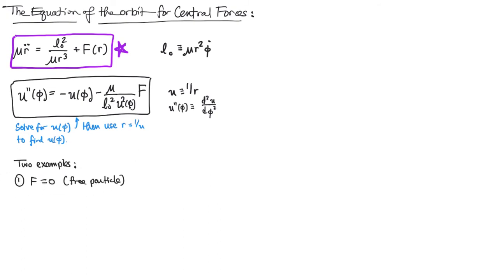So what two examples should we use? Well, as our first one, we'll use a free particle. And by free particle, I mean the interaction force between the two particles is 0, therefore we would expect straight line motion. Number 2, we'll look at the gravitational force. In the gravitational force, we have an attractive force, so the force is negative, points towards the origin. And that force is proportional to 1 over the separation squared.